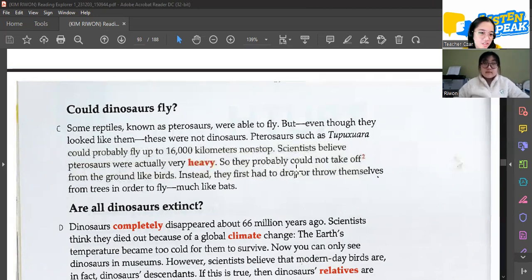Okay, very good. So Pterosaurs are a kind of reptile and were able to fly. But even though they look like dinosaurs, they were not actually dinosaurs. Okay, they are not dinosaurs. So I will just show you the Pterosaurs.